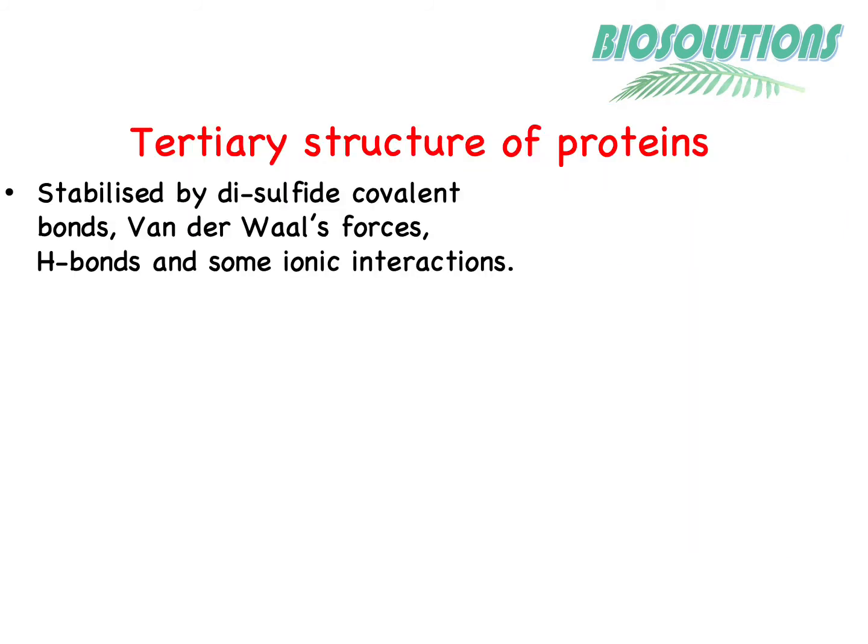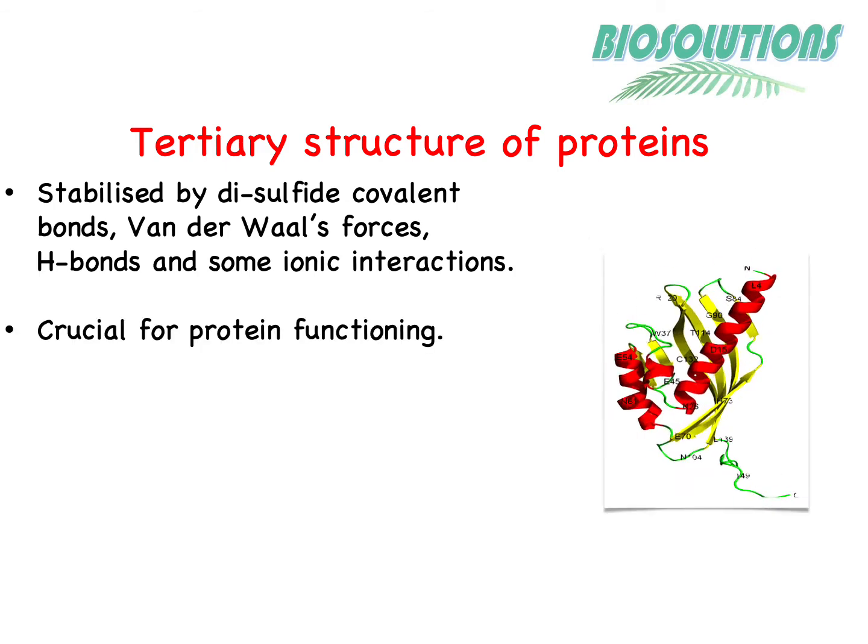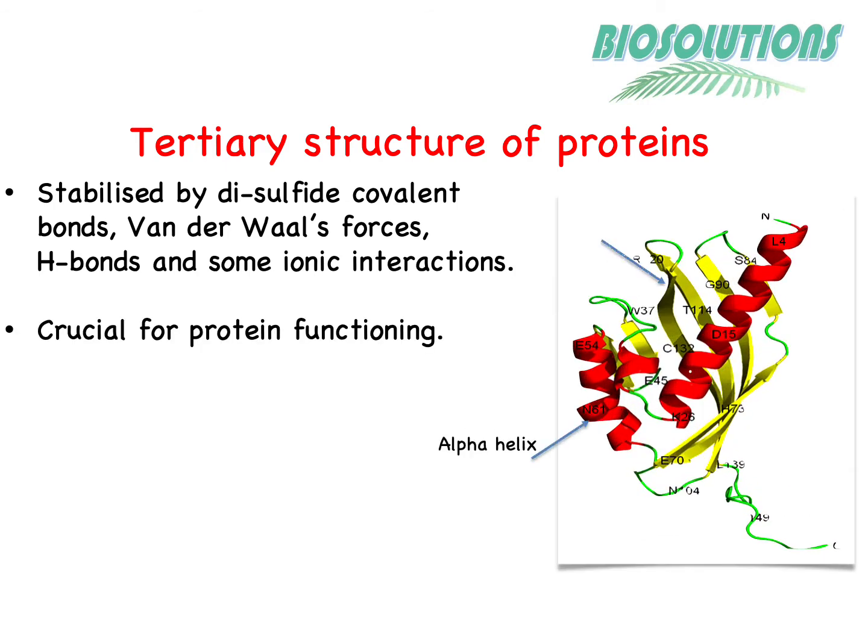Proteins acquire tertiary structure by further folding of the secondary structures, stabilized by disulfide bonds, van der Waals forces, hydrogen bonds, and some ionic interactions. A successful three-dimensional folding is very crucial for protein functioning, as proteins failing to fold properly can lead to diseases like Alzheimer's, Parkinson's, Huntington's, or cystic fibrosis, etc.